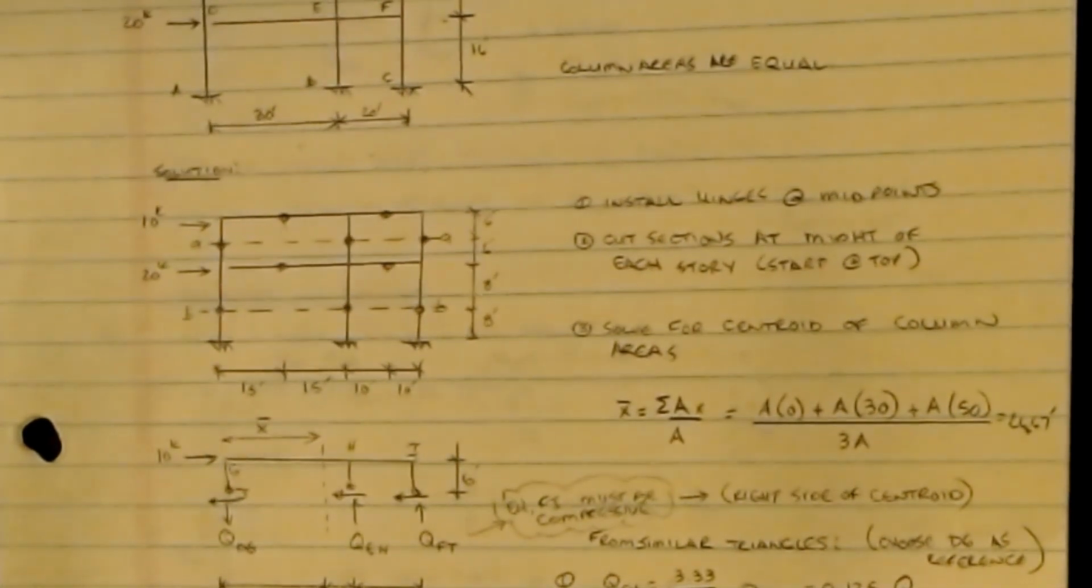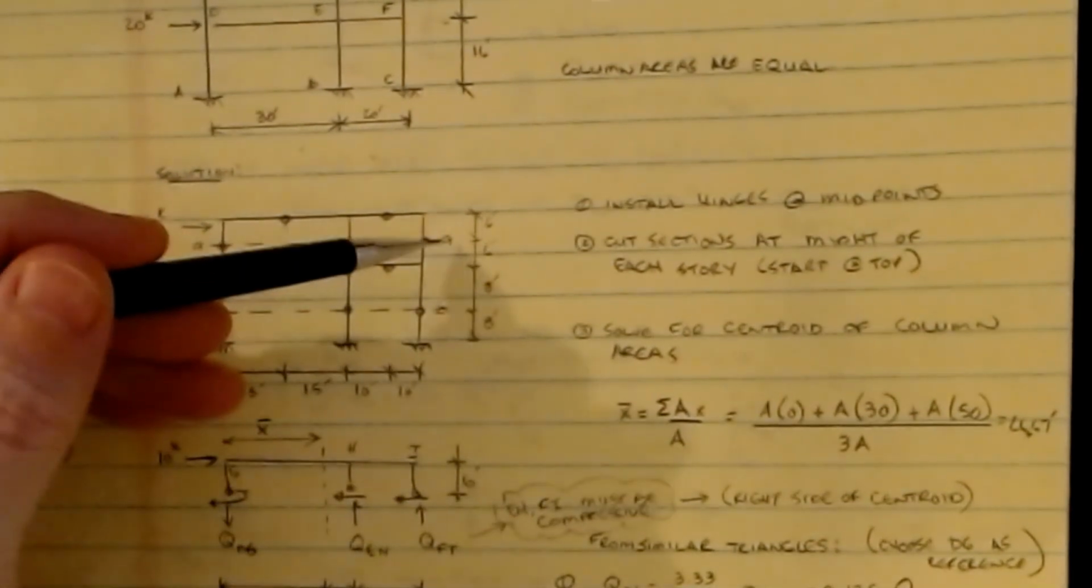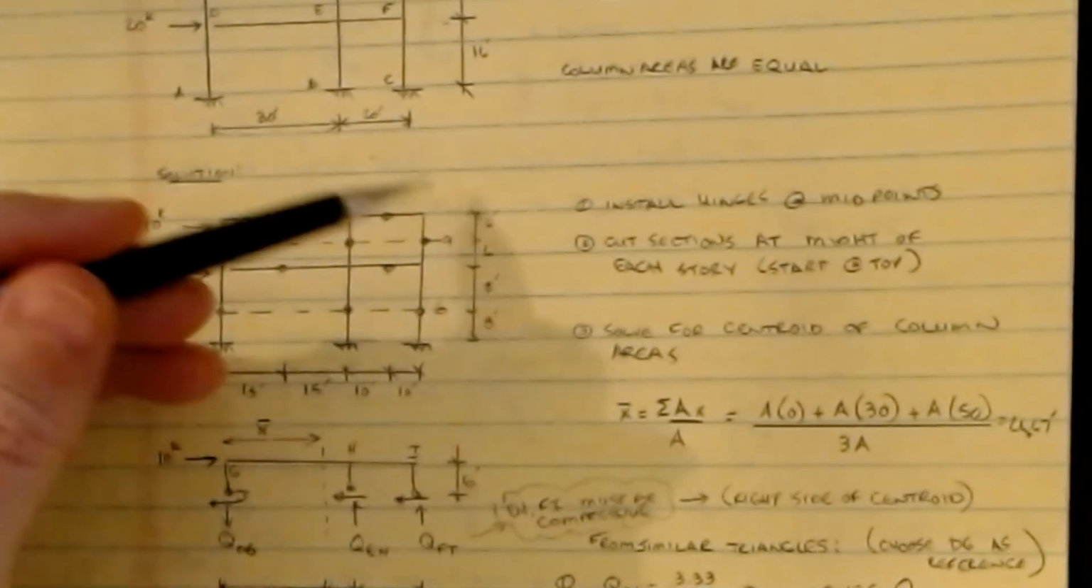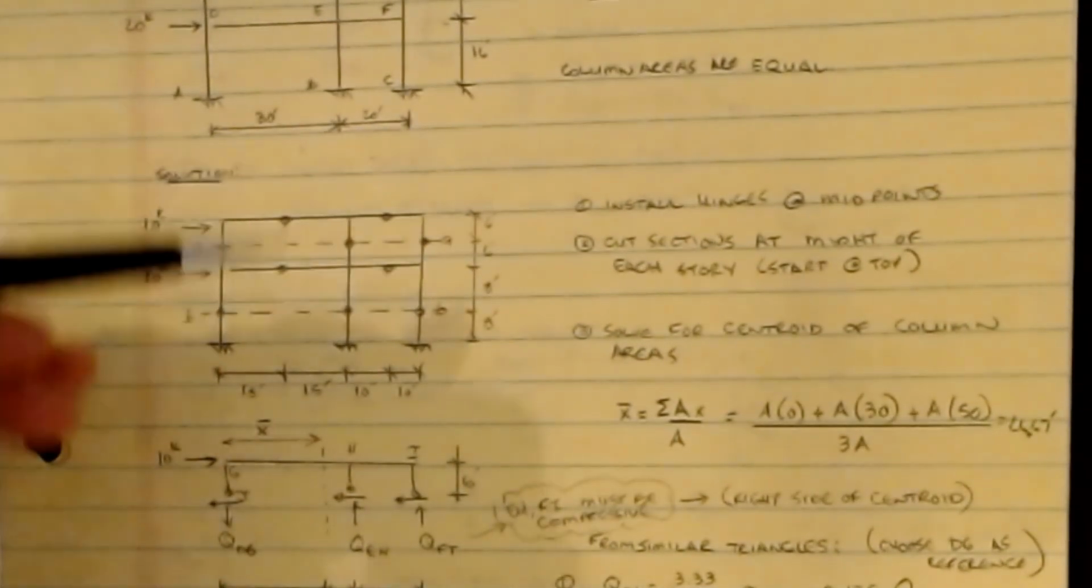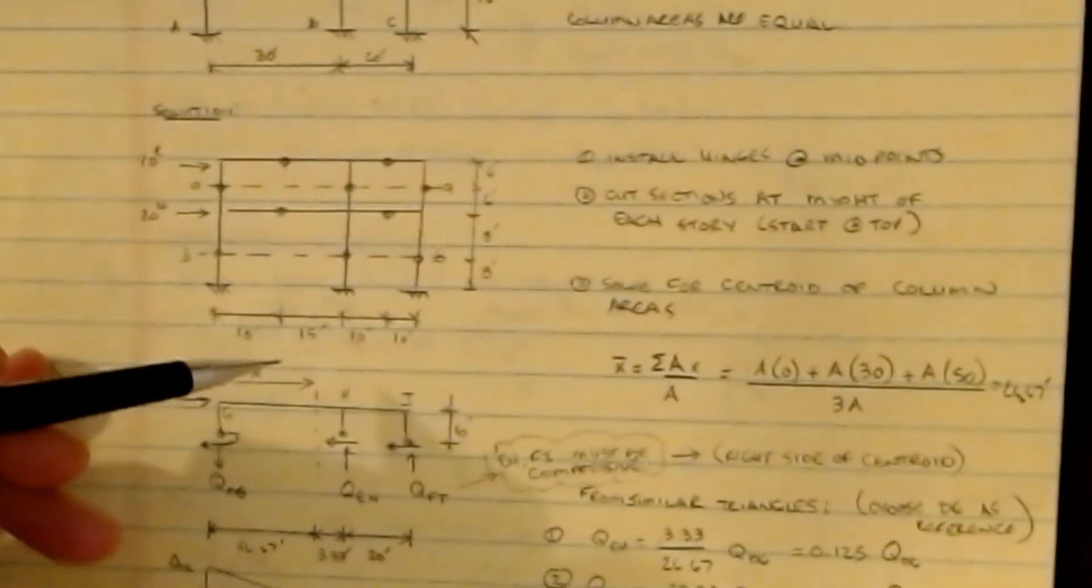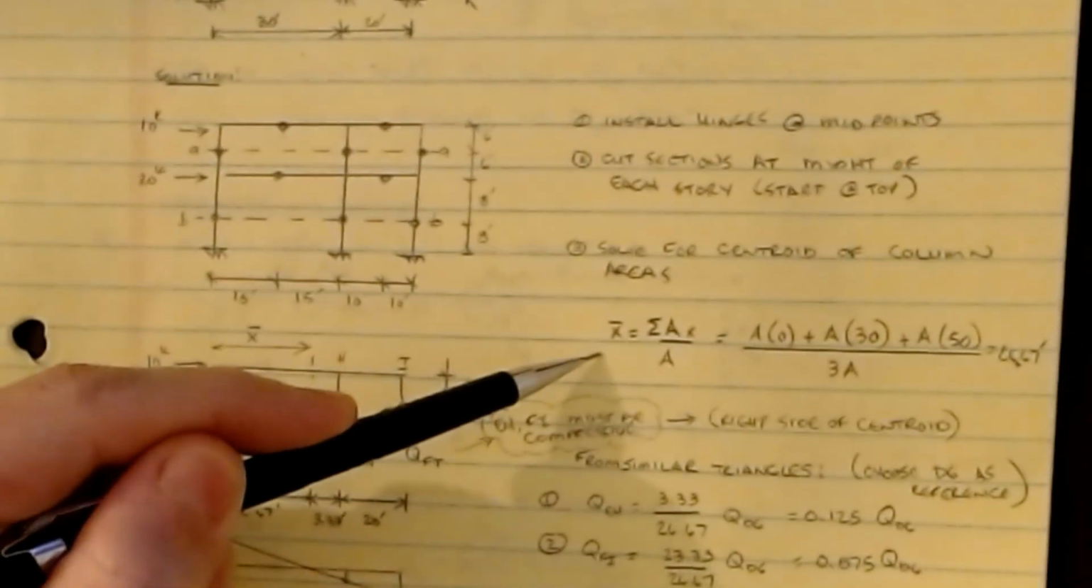Now we're going to cut sections through the beams that go through these hinges at the mid-height of each story. We're going to start at the top of the structure and work our way down. First thing we do is solve for the centroid of the column area. If all the column areas are the same, we know from statics that our centroid calculation looks like this.